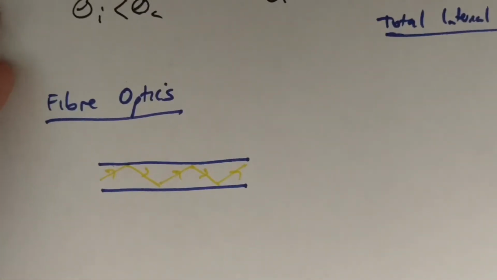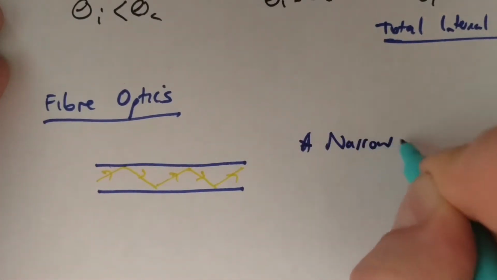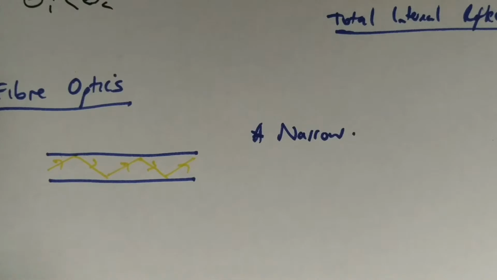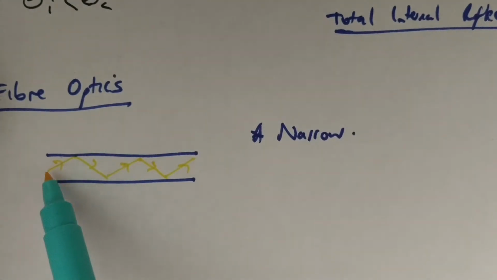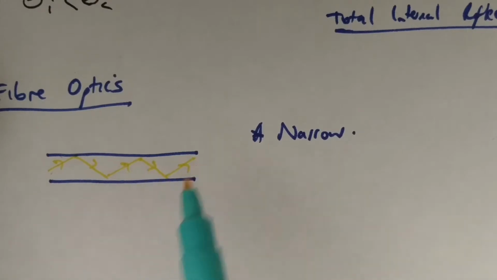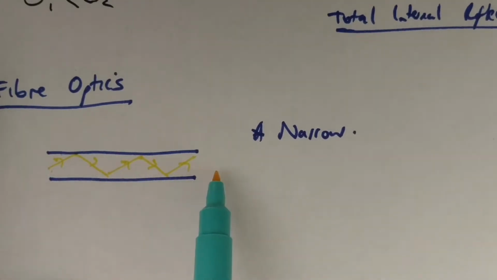With fibre optics, there are two key things that have to happen. The first thing is they have to be narrow. If we have a very wide fibre optic, then the path length of this totally internally reflected ray is going to be considerably greater than one that just passes straight through.